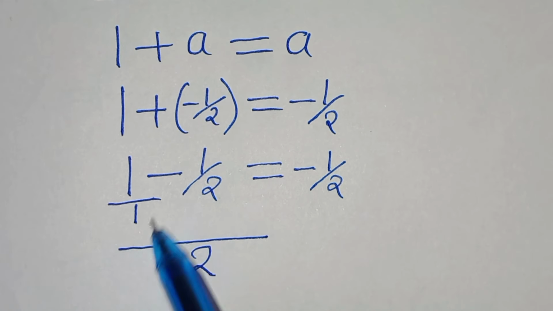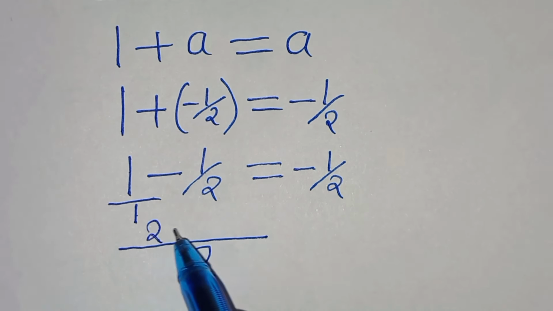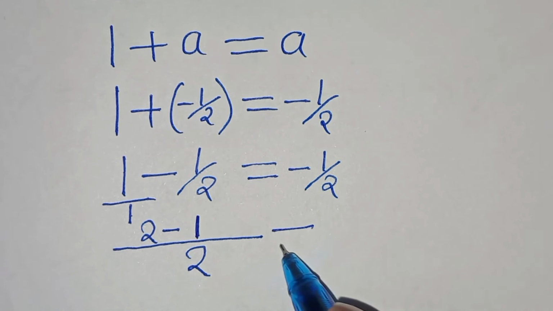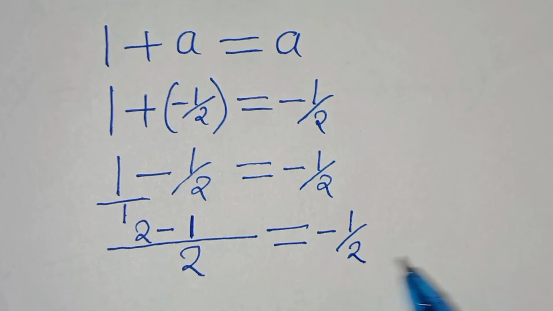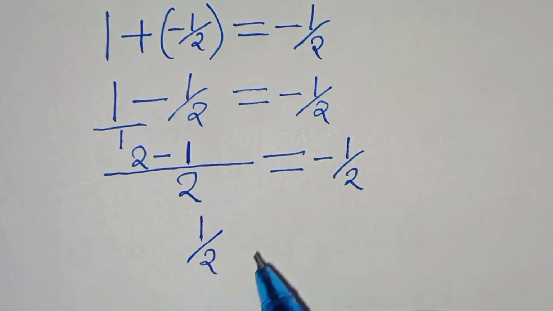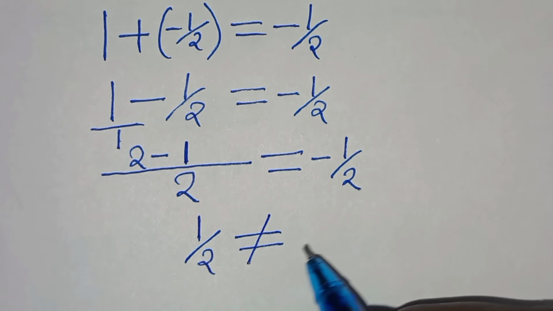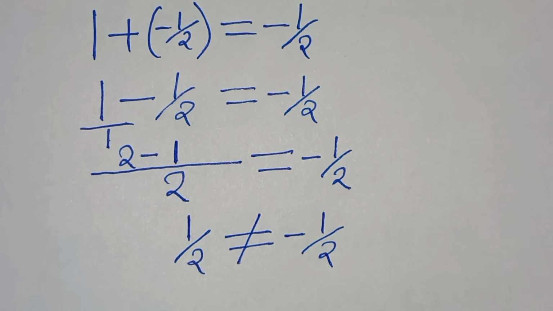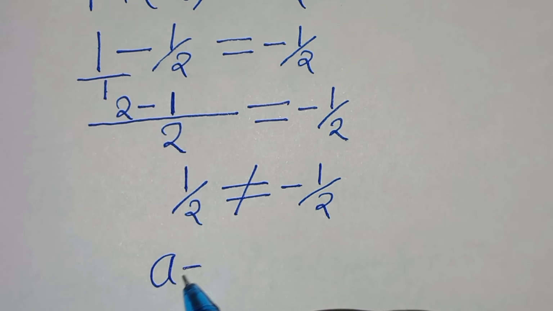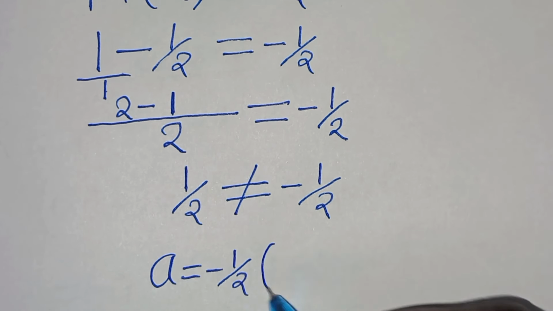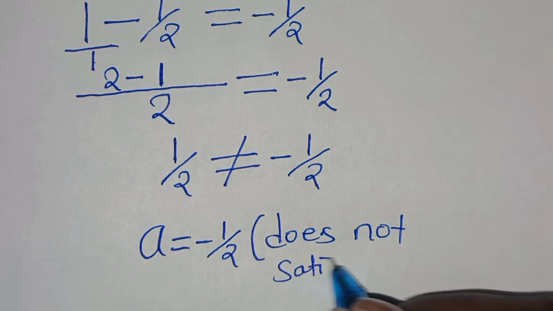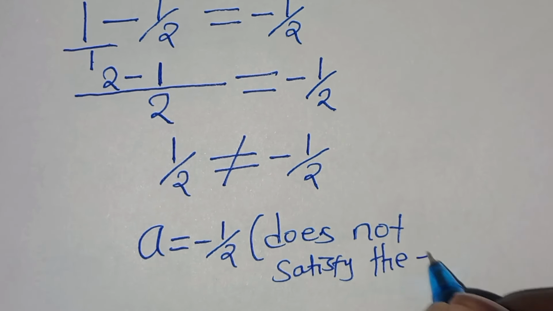So that 2 divided by 1, this is 2 times 1, this is 2, minus 2 divided by 2, this is 1 times 1, this is 1. This is supposed to give us a value of minus a half. So we have that 2 minus 1, this is 1 over 2, and this is not equal to minus a half. So this implies that a equal to minus a half does not satisfy the equation.